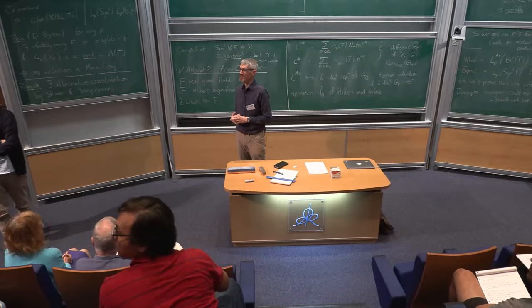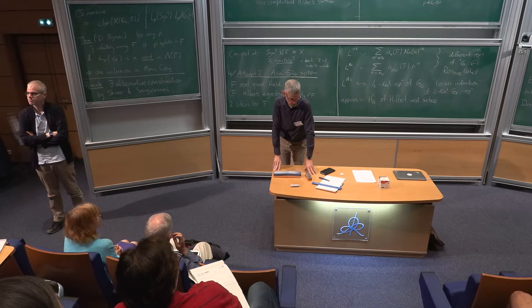Is it possible to say just a sentence about where the cohomology classes for the Asai Euler system come from? Sure, it's possible to say much more than a sentence. I'll try and keep it short.